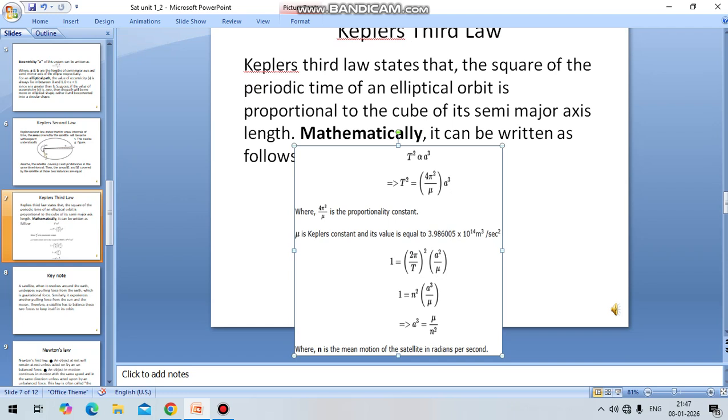We already know Kepler's constant value, which is 3.986005 times 10 power 14 meter cubed per second squared. From this, we can say the value of n is considered to be the mean motion of the satellite in radians per second, which can be represented as a cubed is equal to mu by n squared.